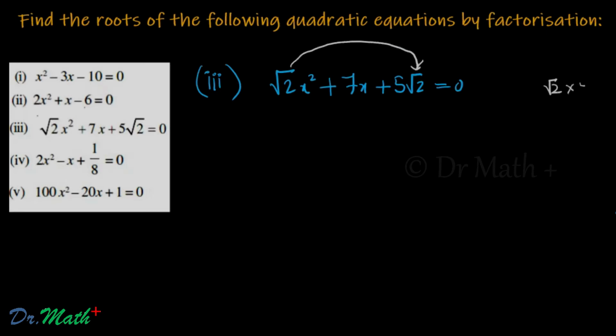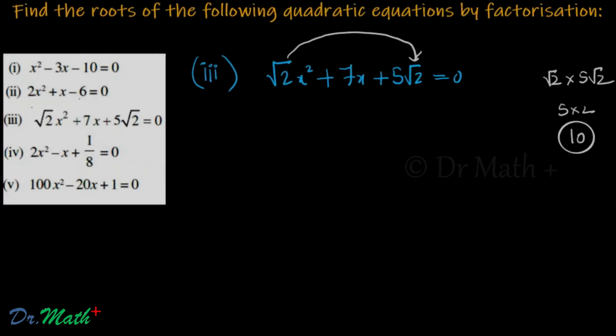Root 2 into 5 root 2 will give you 5 into 2. 5 into 2 is 10. Now we will have to split 10 in such a way that the sum of these two numbers will give us 7, but the product gives us 10. So let me split it as 5 and 2.